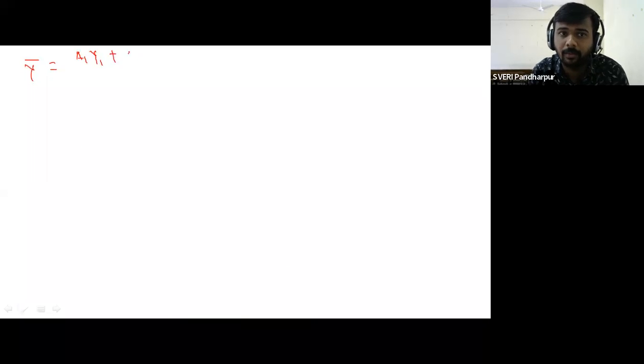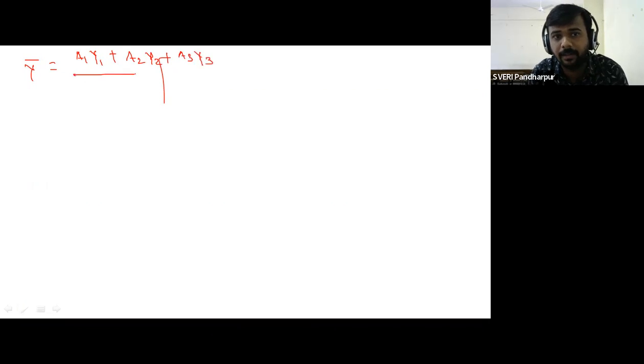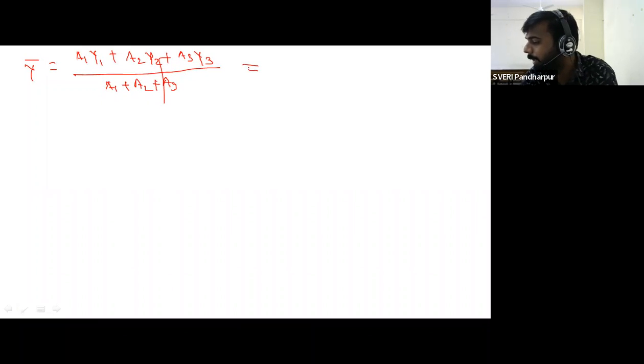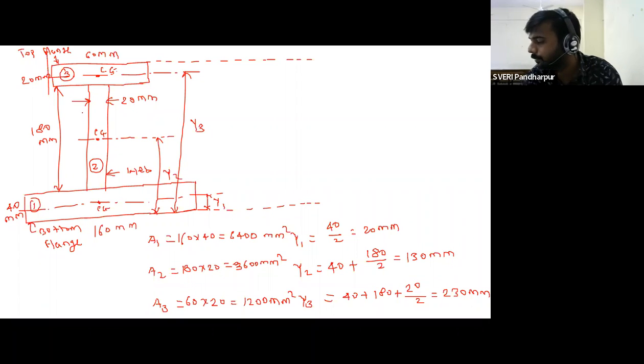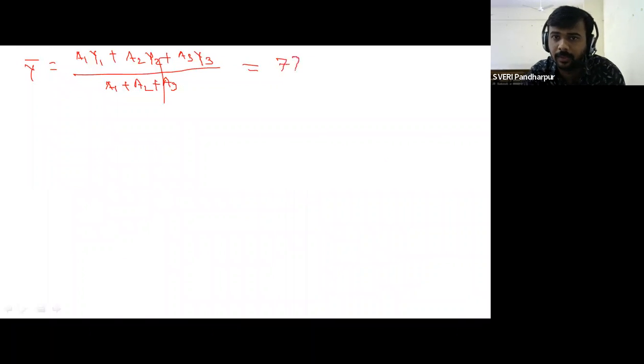Now tell me the value of y bar. So y bar is equal to a1 y1 plus a2 y2 plus a3 y3 divided by a1 plus a2 plus a3. Put all the values and tell me the y bar. What will be the y bar value? And it will be from the bottom side, meaning we have to represent the position of neutral axis. 77.85 mm.